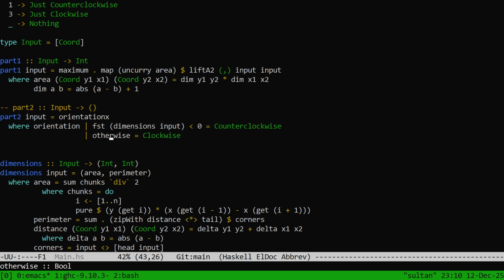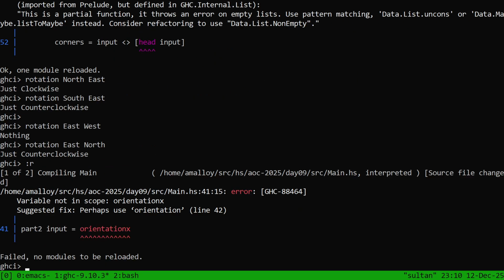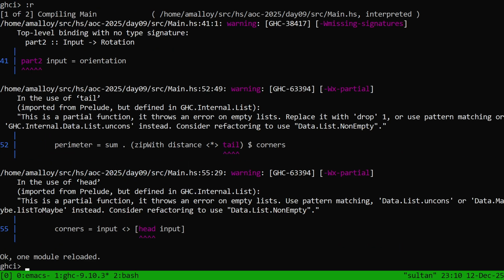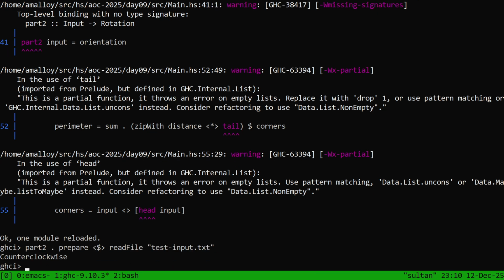So first of all, let's just confirm that this gives me the orientation that I wanted. The shape is counterclockwise, which is what we determined, right? Okay.